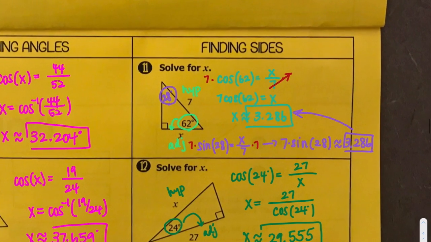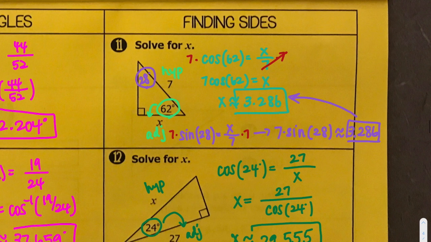So number 11 here, solving for x, that's the adjacent leg to angle 62. So cosine of angle 62 equals x divided by 7. So to get x by itself, we need to multiply by 7. So then we get our decimal approximation.